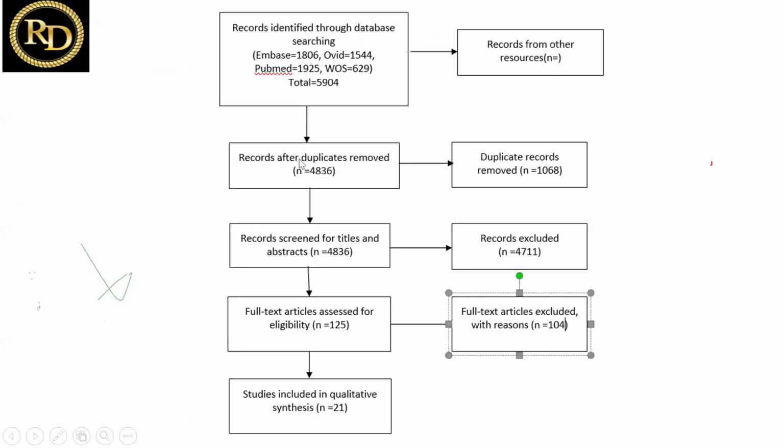So in this way, with the help of reference manager software, we have removed the duplicates. That is the number of 1,068, and this is our final search results or citations. So this is the way we can gather all our information in one place.